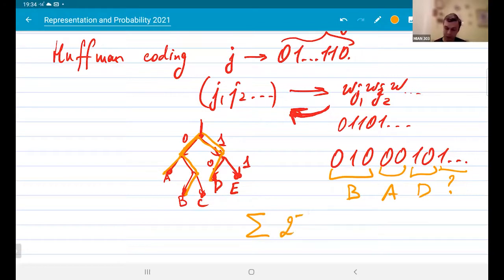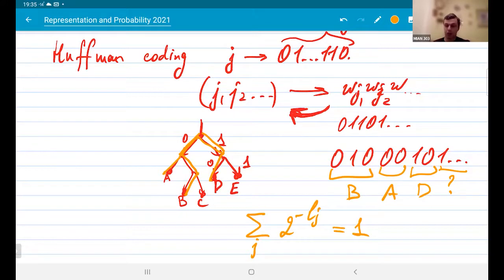2 to the minus Lj is equal to 1. Here Lj is the length of the word Wj. Now assume that you have some probabilities that your next letter, your next state, is the letter that is seen here.